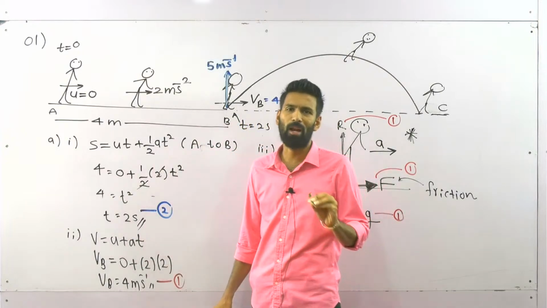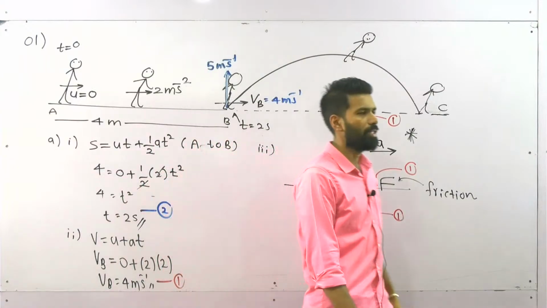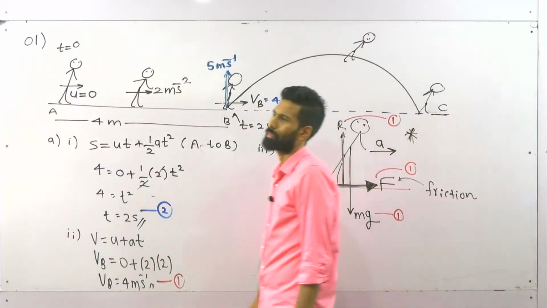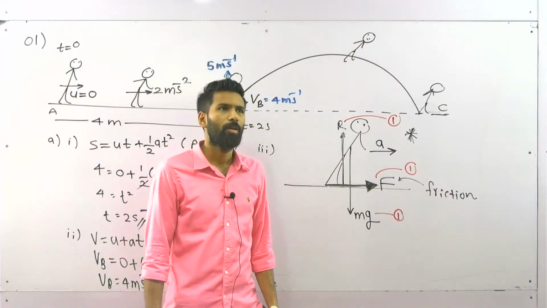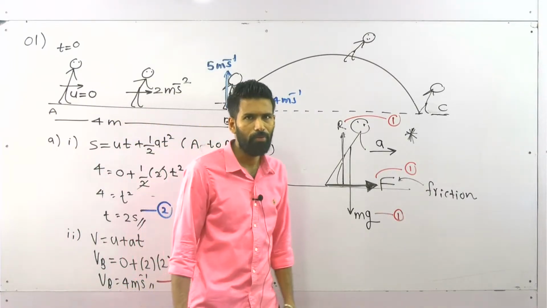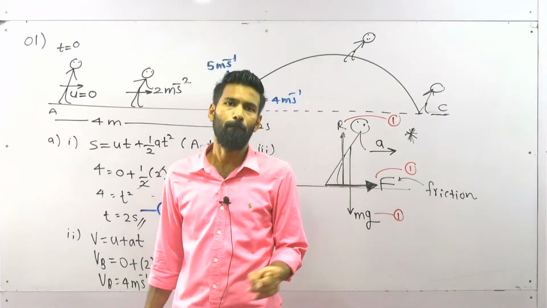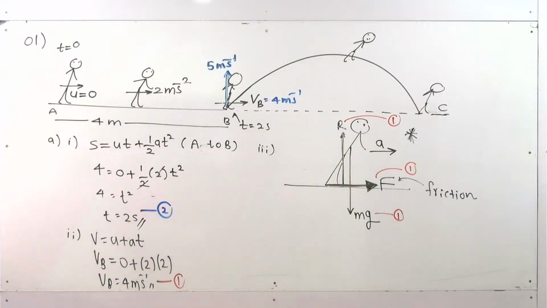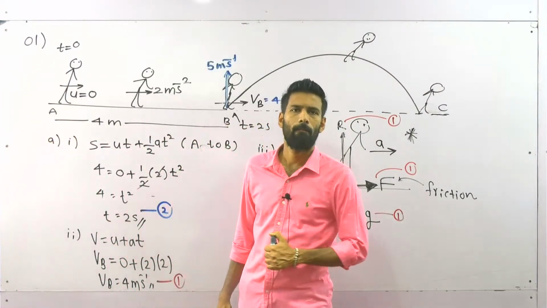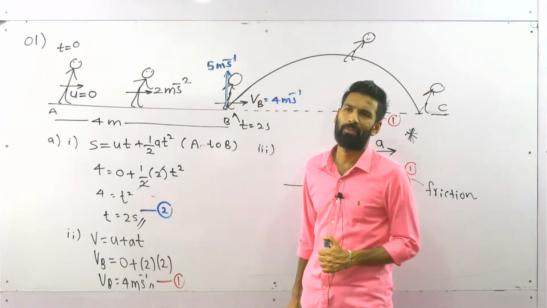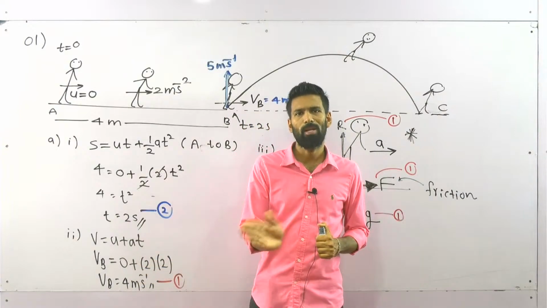When we need to run forward, we push the ground backward from our leg.